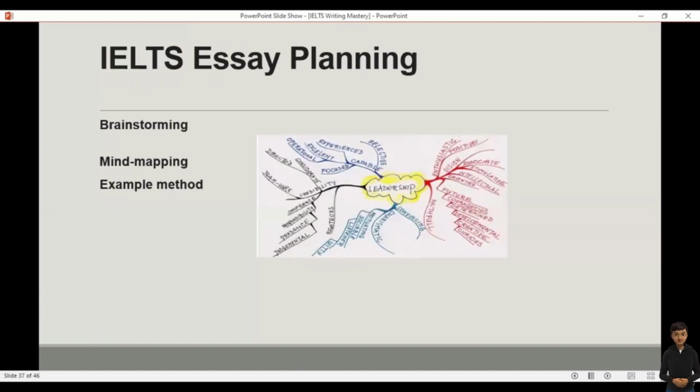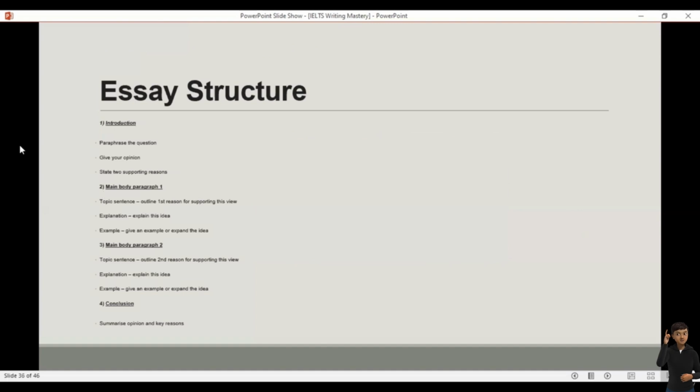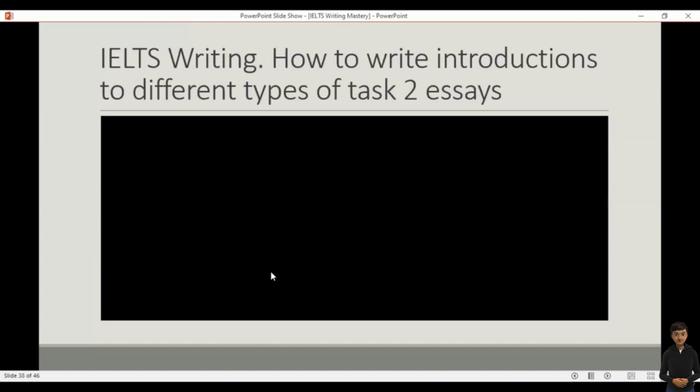Now we have the planning. For essay planning, we can employ different strategies like brainstorming, mind mapping, and example method. So this is something like kind of brainstorming. You can write your own opinion and you can plan your essay in the same way: what you are going to write in the paraphrasing, what synonyms you are going to use, whether you are going to agree or disagree, the topic sentence. Here you have to give the 2 main reasons and then explain further, for your planning before writing.